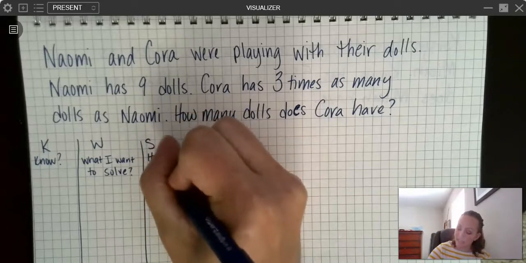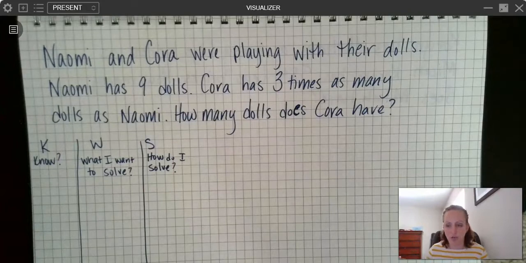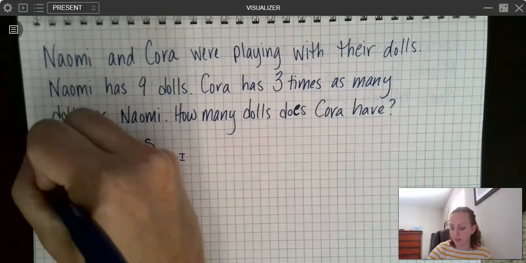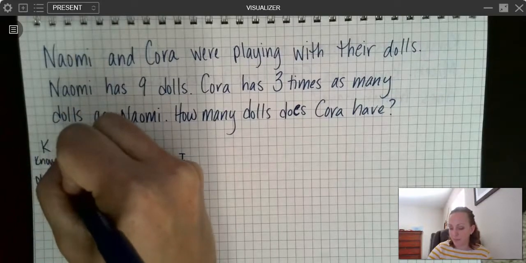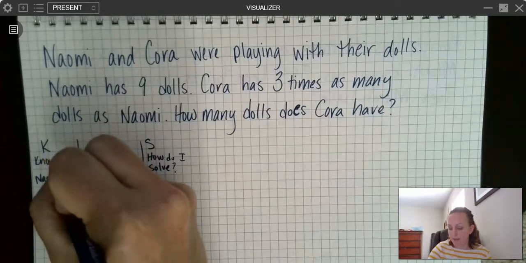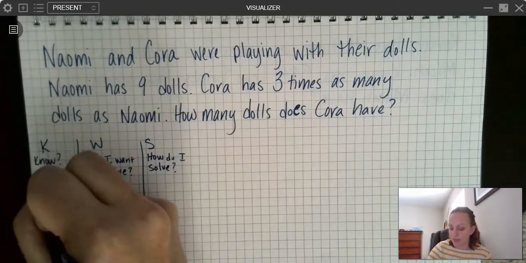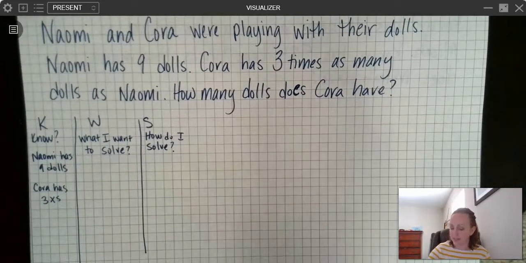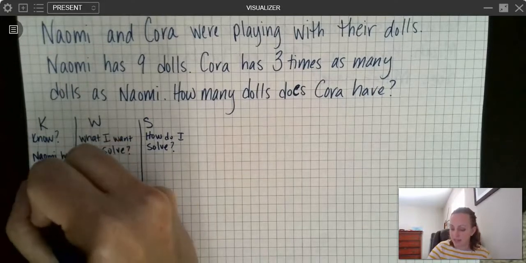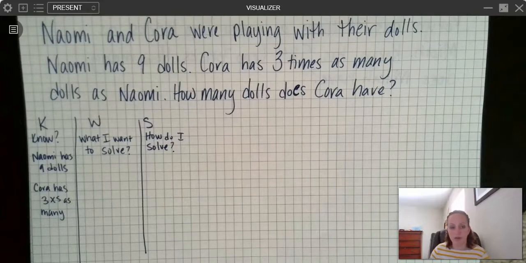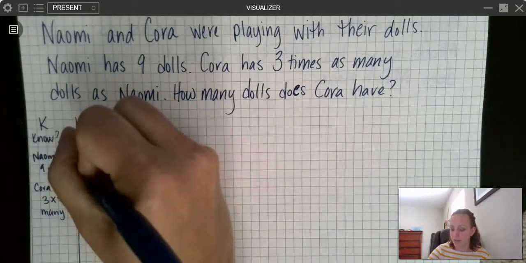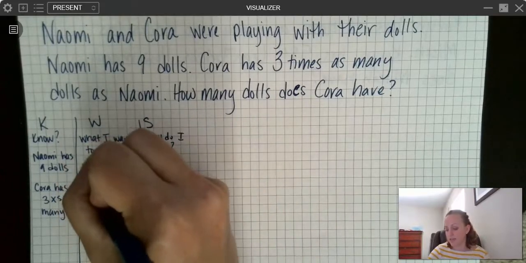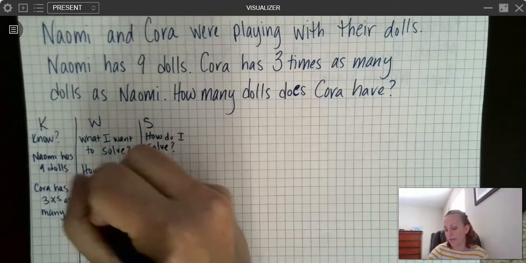So you can see this is a lot like the cube strategy, right? What we know would be, okay, Naomi has 9, if I read back through again. And I know that Cora has 3 times, and I'm going to write times like that just to save space, as many. And what do I want to solve? I want to solve how many dolls does Cora have? So this is like underlining the question.